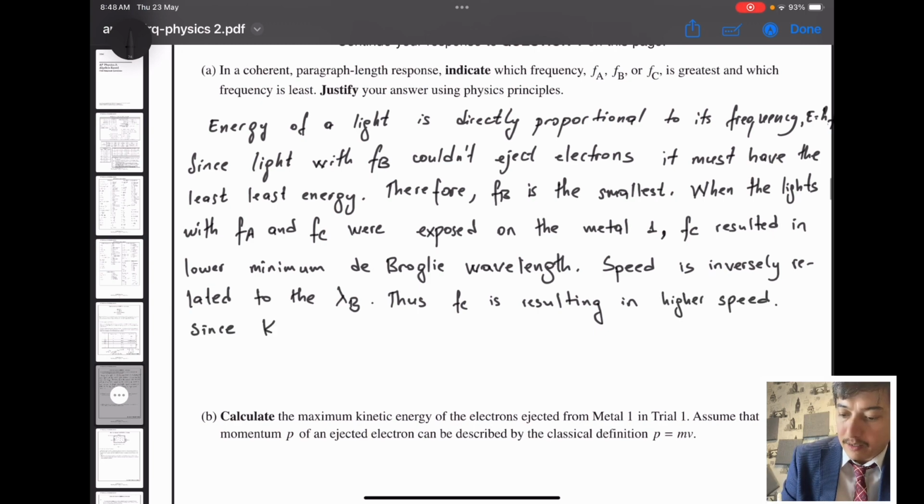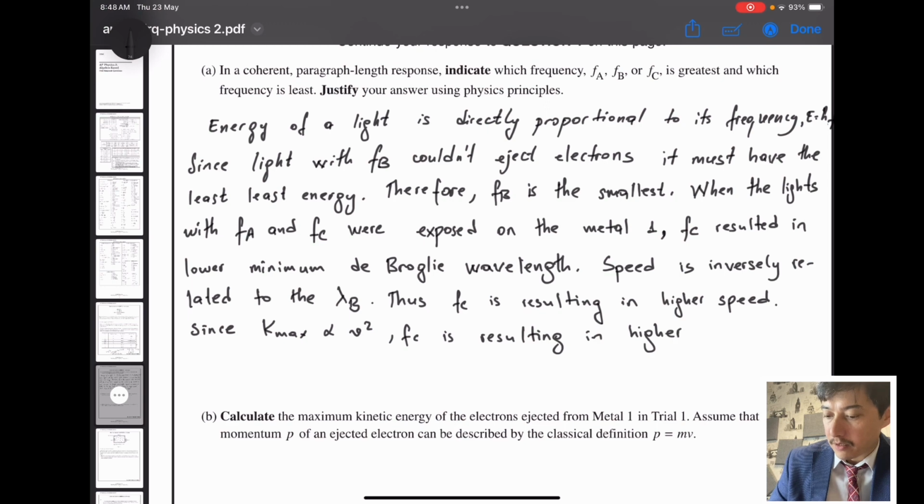Since Kmax is related to speed squared, Fc is resulting in higher Kmax too. What does this mean?